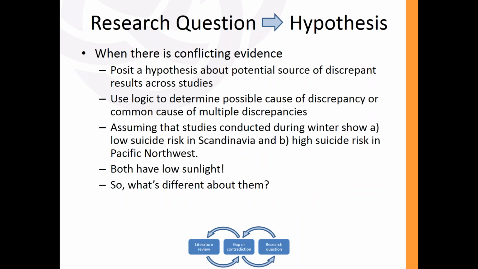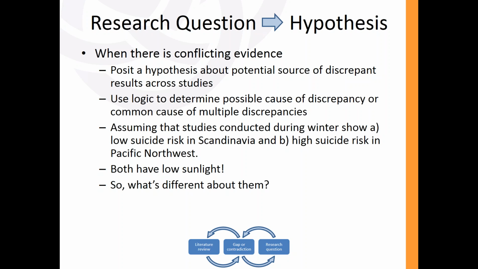And finally, what if there's conflicting evidence, right? We looked at this scenario as well. Here, you would posit a hypothesis about a potential source of those discrepant results, and then use logic and also probably more lit review to determine possible causes of that discrepancy. Or again, if there are multiple discrepancies, there could be a common cause of all of them. You never know. It depends what you kind of see. So let's do another example.